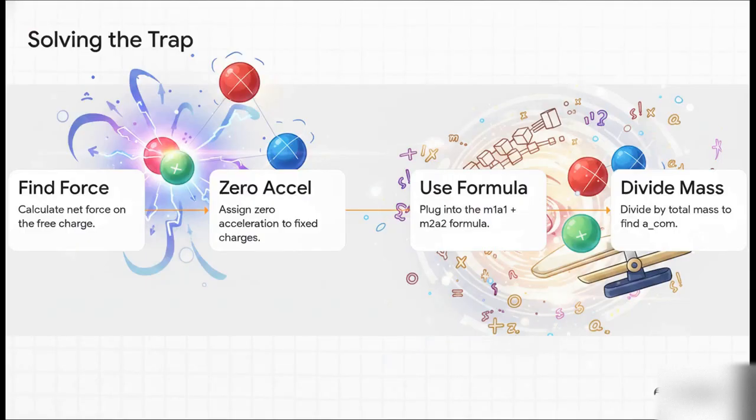So how do we actually solve this efficiently? First, you calculate the net electrostatic force only on that single free charge. Step 2, just acknowledge that the 3 fixed charges have an acceleration of exactly 0. Step 3, drop this right into your foundational 11th grade center of mass formula, m1a1 plus m2a2 and so on. Now, because 3 of those a terms are simply 0, the entire terrifying equation just collapses. It becomes just the mass of the moving charge times its acceleration divided by the total mass of all 4 objects. And literally, just like that, you solved a seemingly impossible 12th grade electrostatics problem using a basic 11th grade trick.